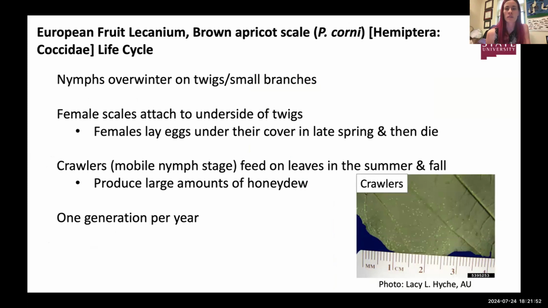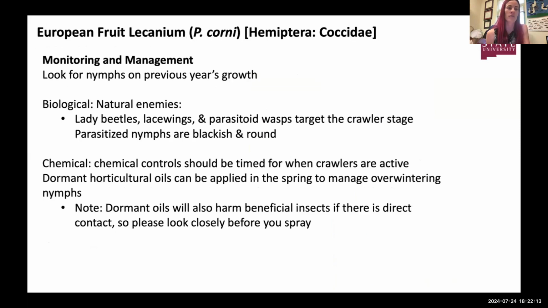So what can you do for them? As mentioned, you're going to be targeting the crawler stage. For these brown apricot scales, there's one generation per year. And the crawlers, that little mobile stage, they're going to be coming out in the summer and fall. And that's when you can target and use insecticides if needed.